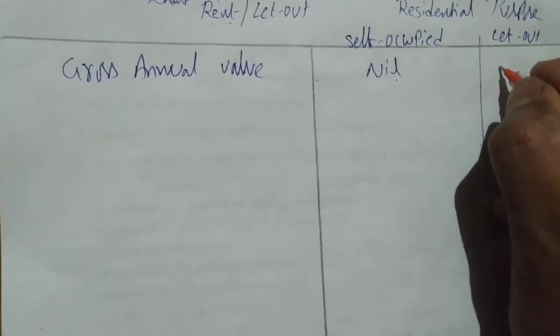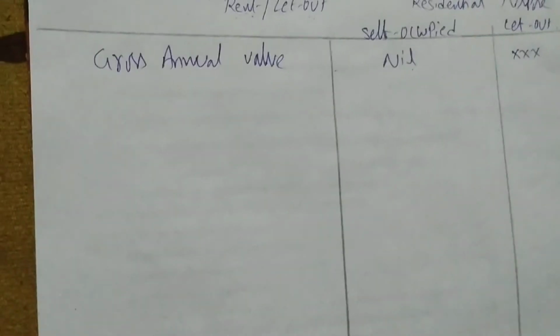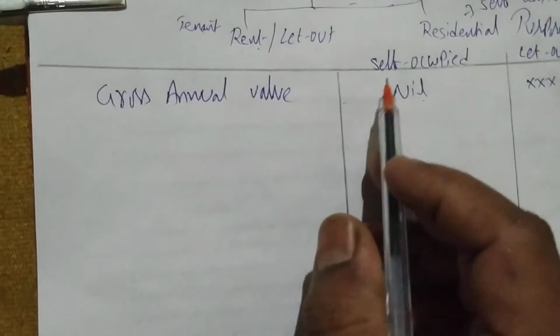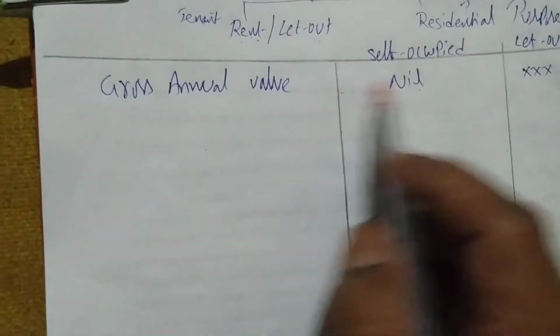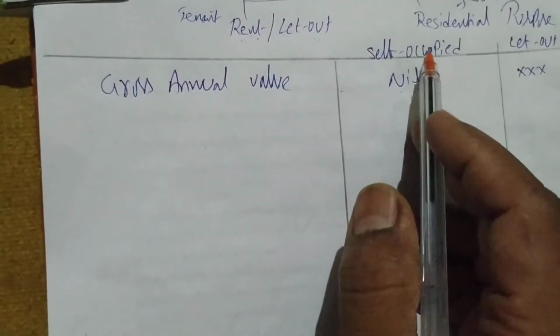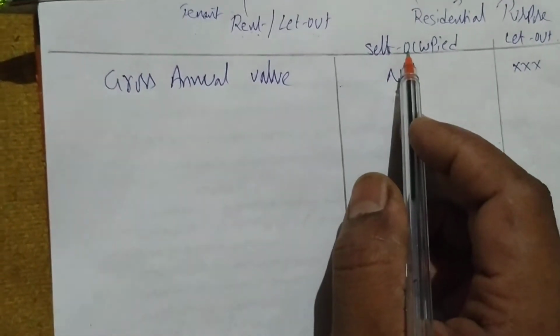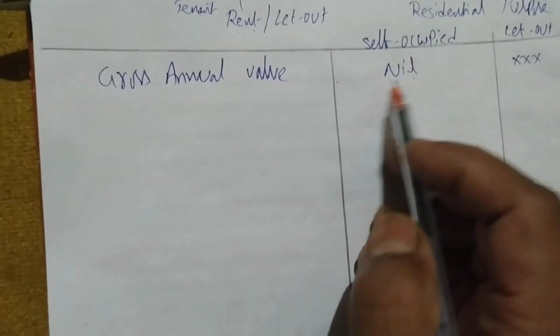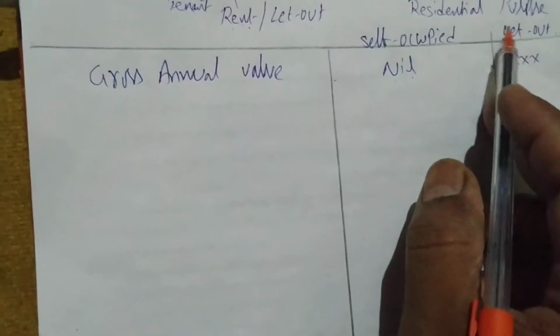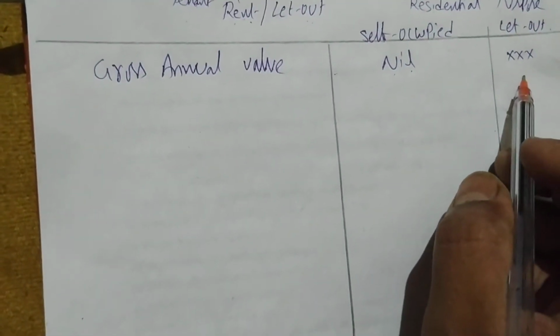For let out property there will be a gross annual value. Clear? Why is there no gross annual value for the self occupied property? Because he himself is staying in the house, and no one is paying rent to the owner. He himself cannot pay rent to himself. So that's why we are writing nil here, and in the let out portion there will be a GAV.